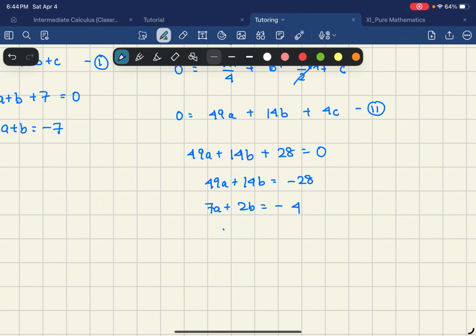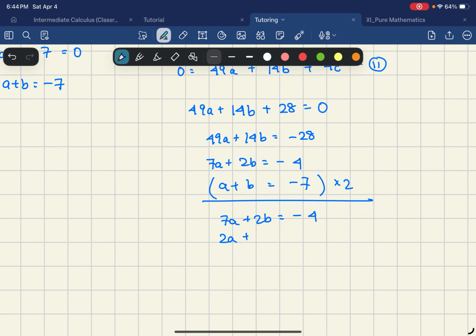And we have a plus b is equal to negative 7. And this is a simultaneous equation. So let's multiply this equation by 2. We get 7a plus 2b is equal to negative 4, and 2a plus 2b. You can feel free to use substitution, elimination, whichever method you're more comfortable with. This is something that you've done in grade 10, so I'm going to do it a bit quicker.